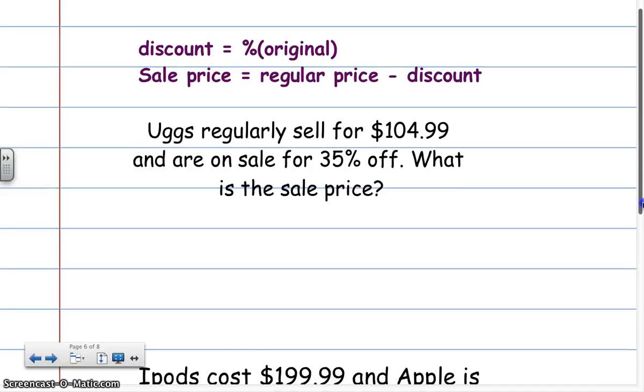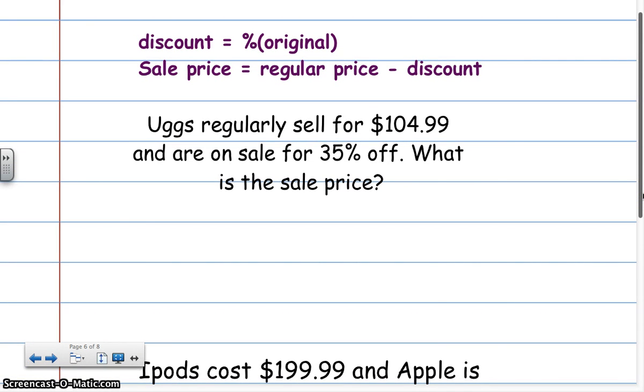So let's look at this. Oh, I get it. This example here: Uggs sell regularly for approximately $104.99. That's actually a really good price for them. They are on sale for 35% off. I want to know, what am I going to pay?